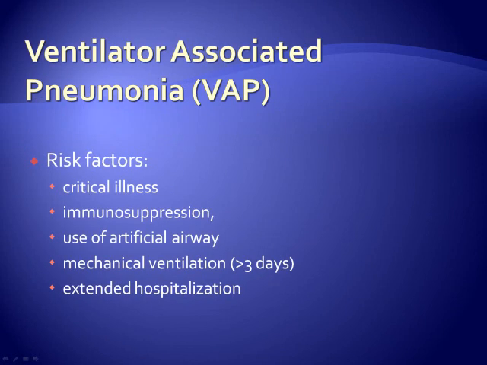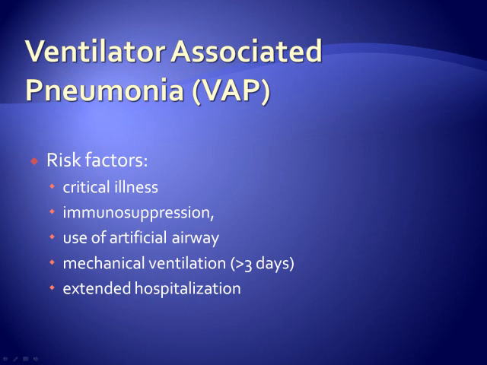Which brings us to one of the infections that patients get when they're on a ventilator, and that is ventilator-associated pneumonia. Ventilator-associated pneumonia is a type of hospital-acquired pneumonia, and the Centers for Medicare and Medicaid have decided they're no longer going to reimburse for hospital-acquired pneumonia, and as such, we should be aware that ventilator-associated pneumonia is also going to be placed on that list.